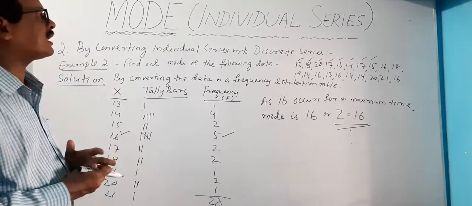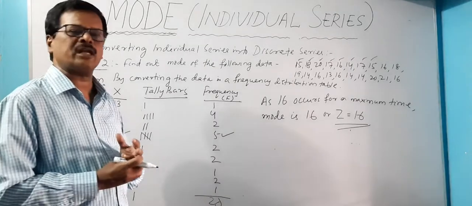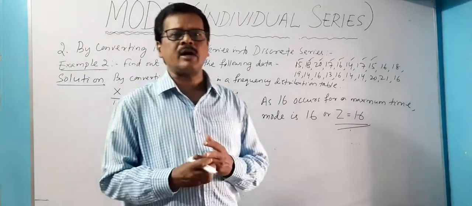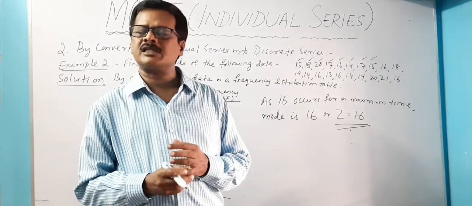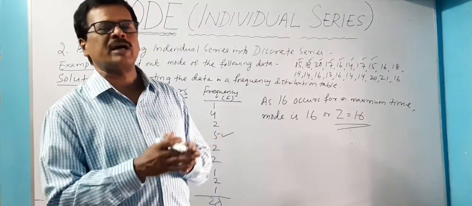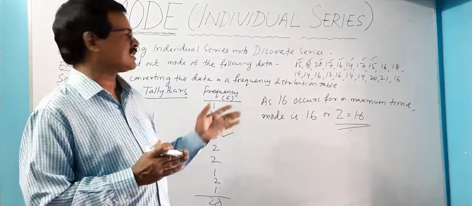So I have told you there are two methods for calculating modal value in individual series. Number one is the inspection method. Number two is by converting individual series into discrete series. So we have seen here how we calculated the modal value in this case.